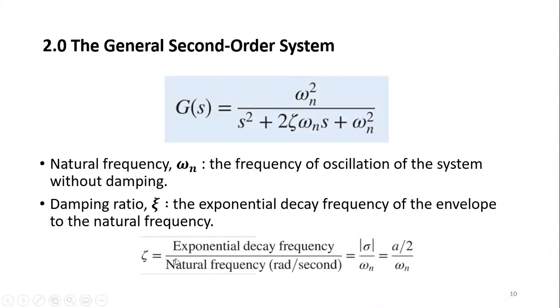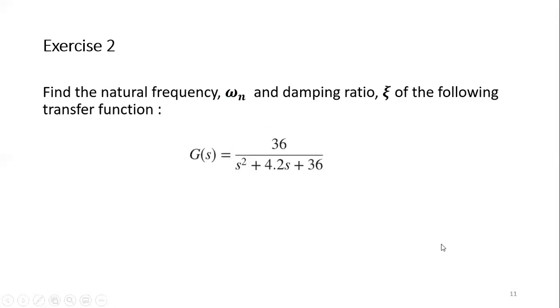Damping ratio, in the equation, is the exponential decay frequency over the natural frequency, which is the real part over the natural frequency. Okay, another exercise here. If you are given a transfer function, 36 over s squared plus 4.2s plus 36, you are trying to find the natural frequency and the damping ratio of the following transfer function. So let's do it together.